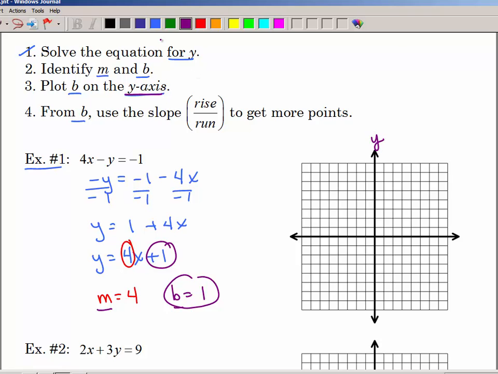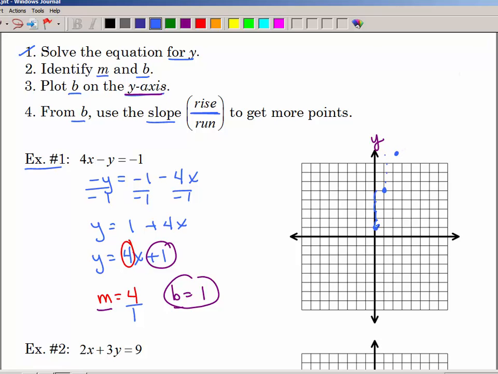So this is the y-axis. So we're going to go up 1 unit and put a dot. Then we want to use our slope, but we need to make it into a fraction, rise over run. So if it's a whole number, put it over 1. So from this dot of b, we're going to go up 1, 2, 3, 4, and over 1. So let's do it again. 1, 2, 3, oops, I'm out of graph paper, but that's okay. Over 1, it would be right there.